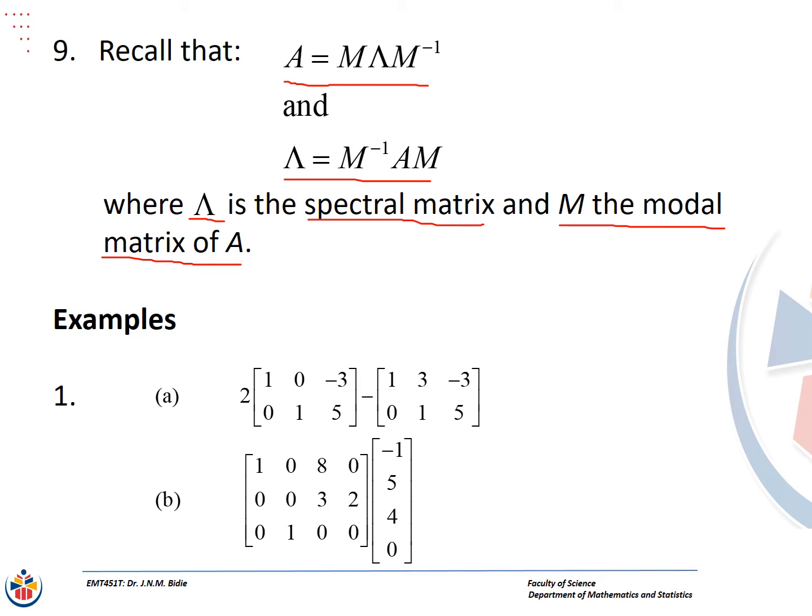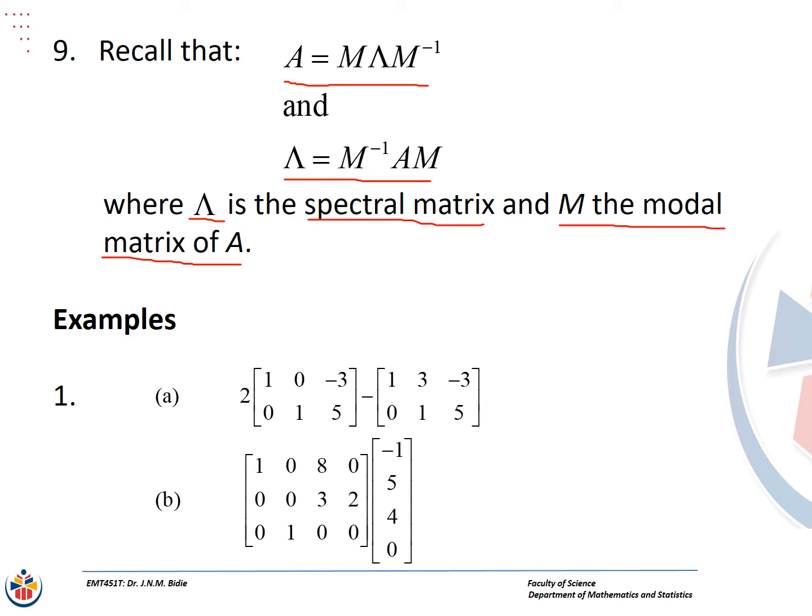Please do not confuse the two. If you are looking for A, then you start with M and end with M inverse. But if you are looking for the spectral matrix, you start with M inverse and end with M. Let's quickly go through some exercises.